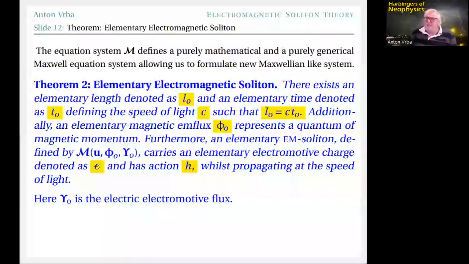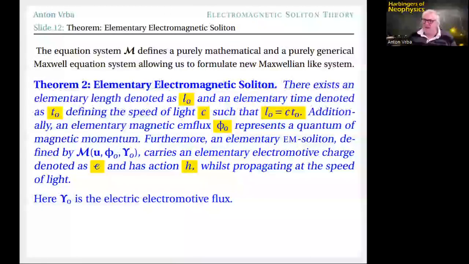Now, I define theorem 2, which is the elementary electromagnetic soliton theory. And I shall read it. There exists an elementary length denoted as L sub O. I always use sub O's instead of sub zeros for elementary. And the elementary time denoted as T sub O, defining the speed of light c such that L_O equals c T_O.